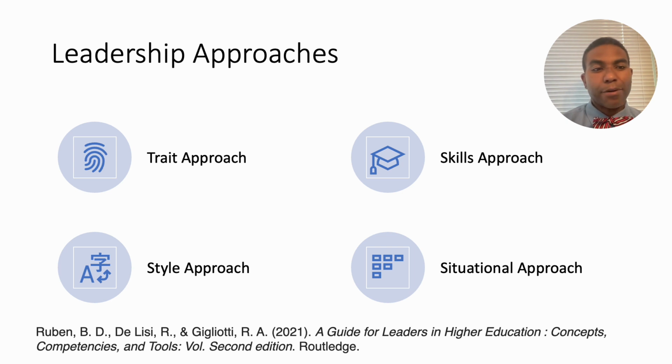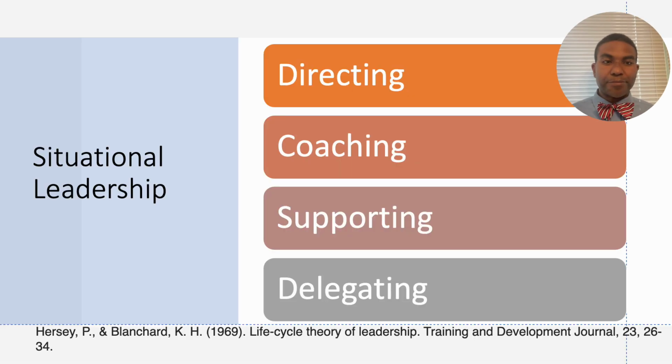Then you have the style approach that suggests there are certain leadership styles. If you translate the skills, maybe certain people have a certain combination of skills that leads them to a leadership style. There are some different leadership styles out there, but the style approach suggests that, based on a certain person's skills, they tend to fall into one of these categories of leadership styles. All right, so let's talk more about the situational approach on the next slide.